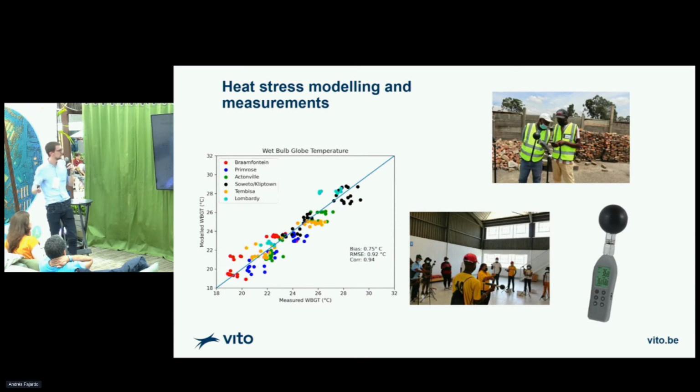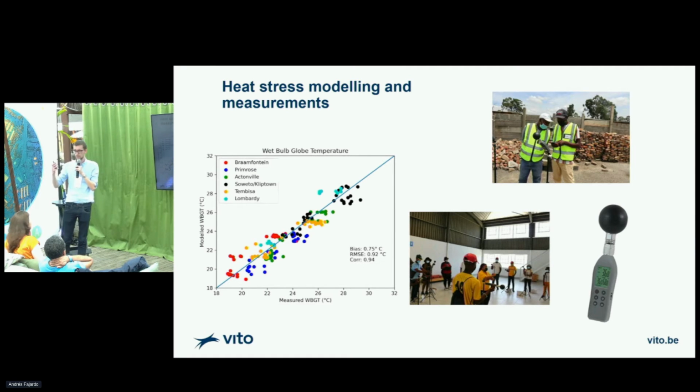Why do we need these measurements? Yeah, first thing is to evaluate our models. So this is from the Johannesburg project, for example, where we did a lot of field campaigns with these measurements. People were walking around, and we used it to compare with our model results. And it really gave a good relation between what we modeled and what we measured in heat stress.